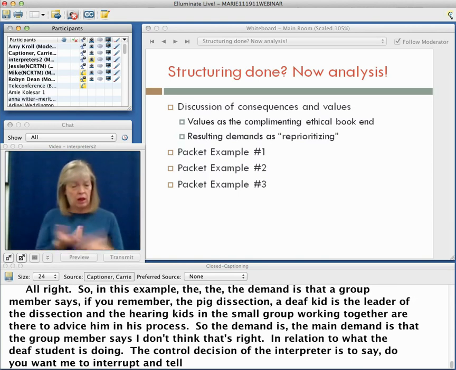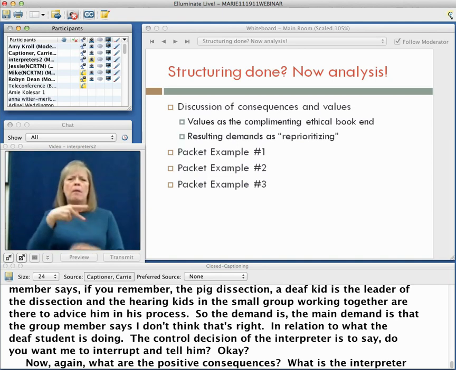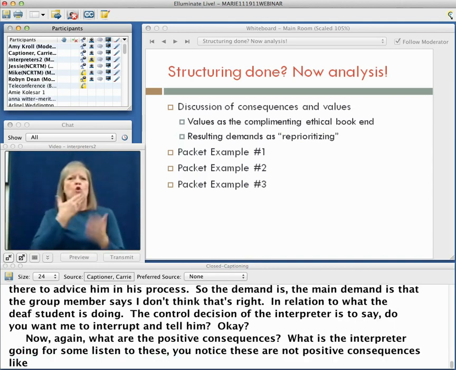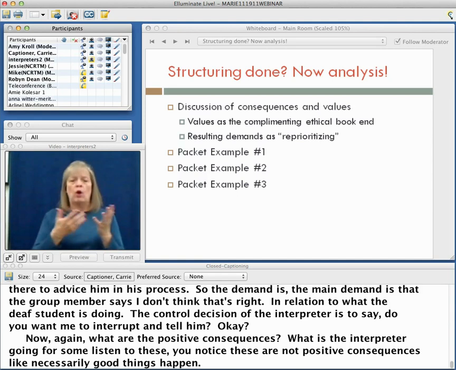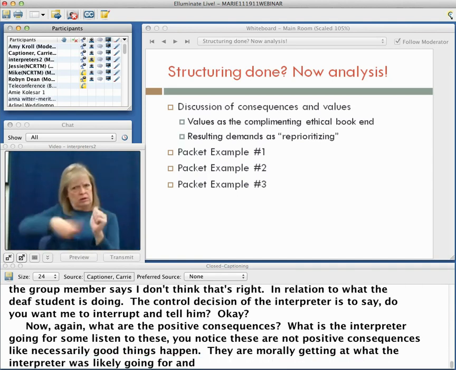Okay? Now, again, what are the positive consequences? What is the interpreter going for? Now, listen to these. You'll notice that these are not positive consequences like necessarily good things happened. They're merely getting at what the interpreter was likely going for and the values that were being preserved as a result.